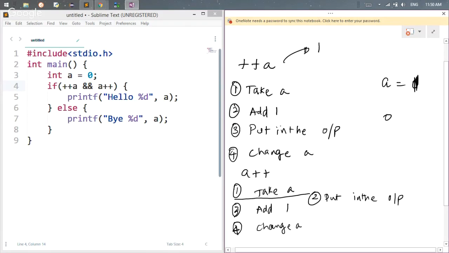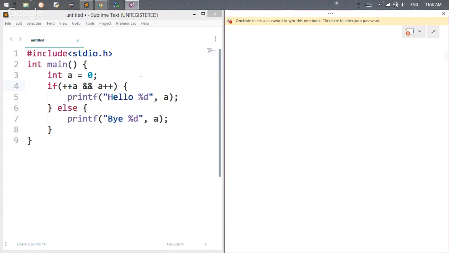In pre-increment, you add 1 and then put it in the output. That is why they call it pre-increment. They call A plus plus post-increment. Okay. Now, once we understood this, there are a few questions that I need to answer here.